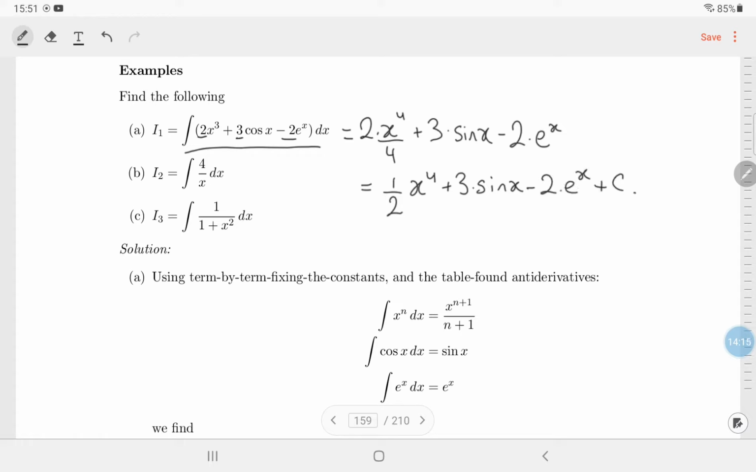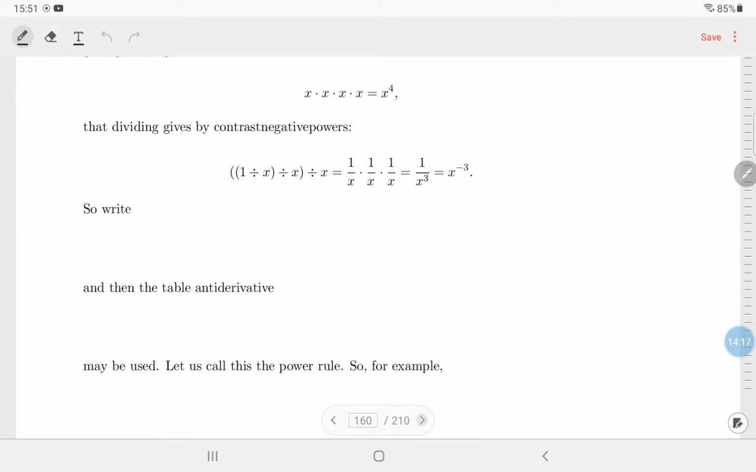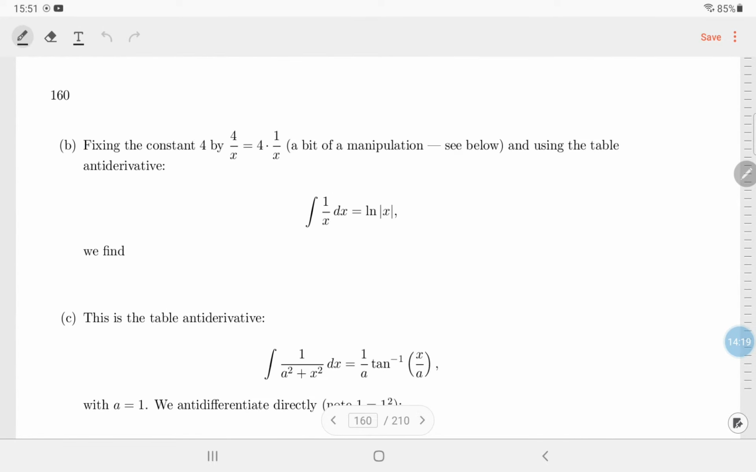Okay. Second one, 4 over x. What are we going to do with that? So this is a small bit of manipulation. 4 over x is 4 by 1 over x. Now, if I asked you, what is this? If you said 2 over 3, that's what it looks like. But what it is is 2 by 1 over 3. And in general, a over b is equal to a by 1 over b. So 4 over x is 4 by 1 over x.